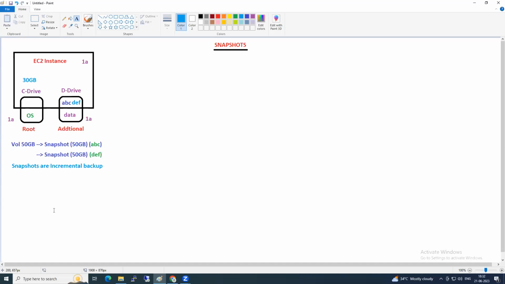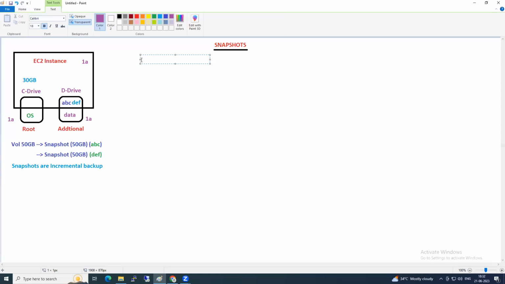Understood? Very good. So should I start writing all these things? Number one, what is a snapshot? A snapshot is a point in time copy of the volume. Did I use the word images till now? No, right? So let's not talk about that now. Backup of the volume is called a snapshot.